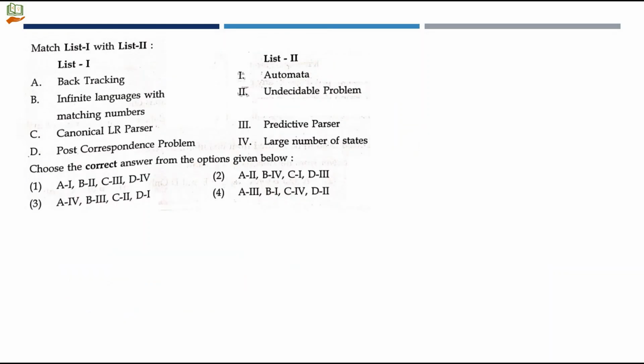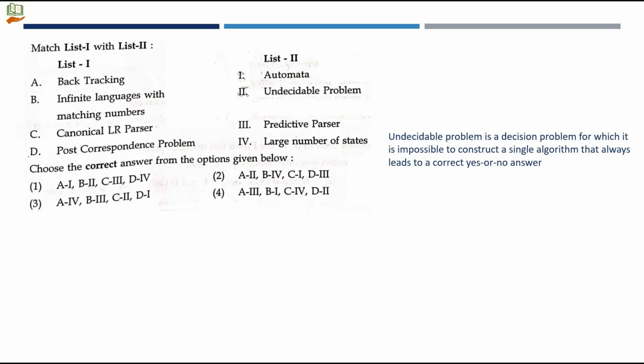Next question, match list 1 with list 2. Undecidable problem is a decision problem for which it is impossible to construct a single algorithm that always leads to a correct yes or no answer. There is no specific algorithm. For some problems it will be decidable, for some it might not be decidable. What is a very popular example of an undecidable problem? It is the PCP problem, called post correspondence problem. Previous year question papers we have already solved a few post correspondence problems. Please go through them to understand what it is. D is mapping to 2. The only option with D2 is option number 4.